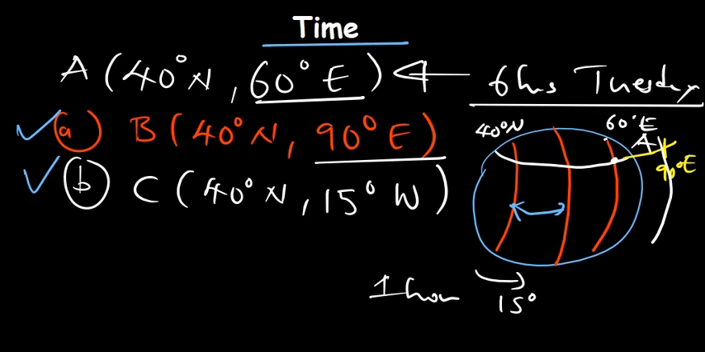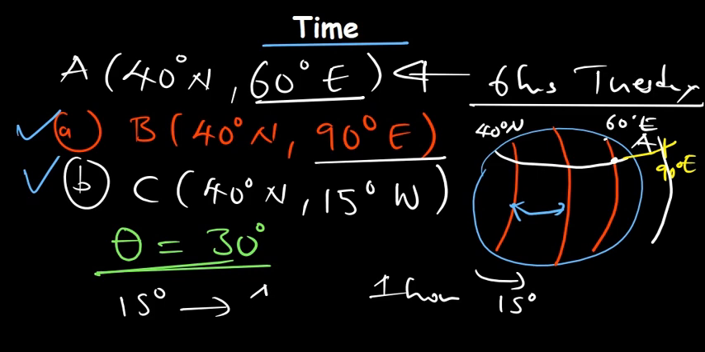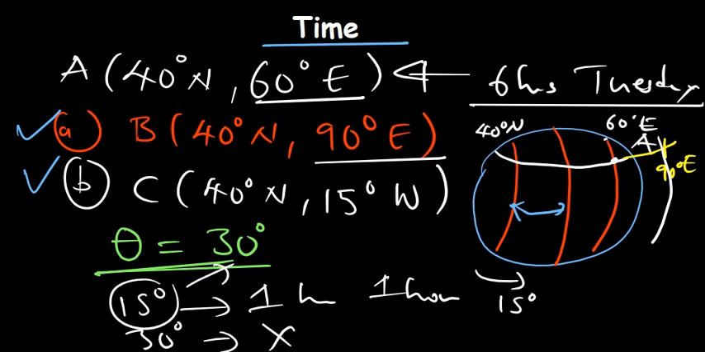So they are on the same pole. To determine the theta, you subtract. So 90 minus 60 gives you 30 degrees as your theta. Now you understand that 15 degrees gives you 1 hour. About 30 degrees, you see that 15 degrees is twice in 30. So that's a difference of 2 hours. And as you move towards the right, towards the east, time increases. So at point B, the time is going to be 8 hours.